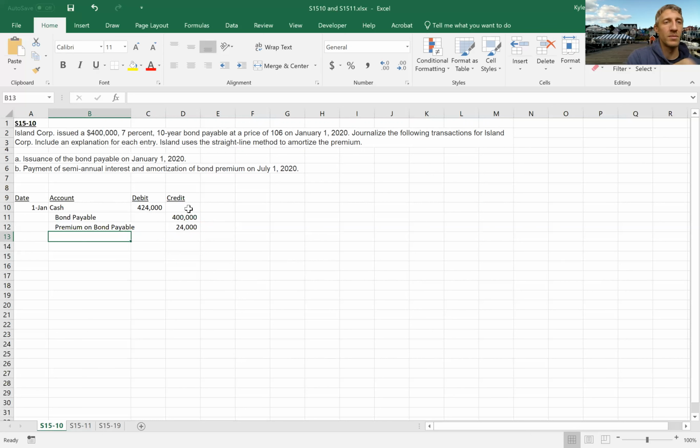So this is part A. We're done. We issued the bond. This is the journal entry for the issuance of the bond.